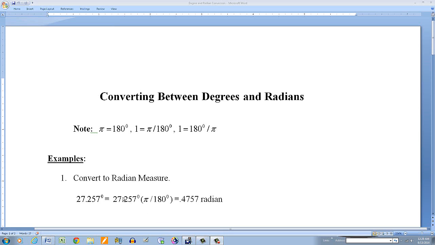So basically then I just have 27.257 times pi. You can use the pi in your calculator or approximate it to 3.14. Divide by 180, and you get 0.4757, and that's radians. Now if I leave the radian out, that's understood. When you're working with angles, if you don't have the degree on the number, it's understood to be in radians. Okay, so that's the way we do that one.